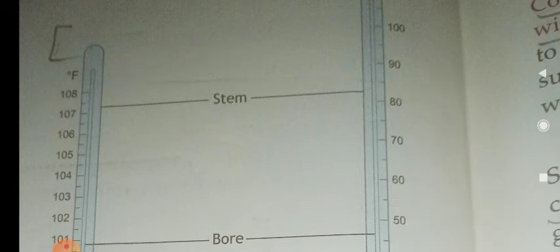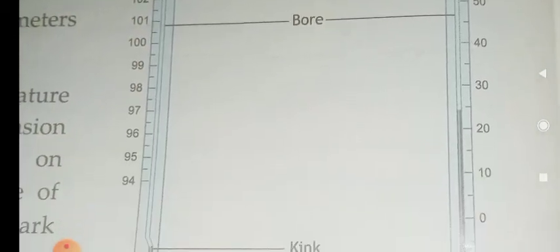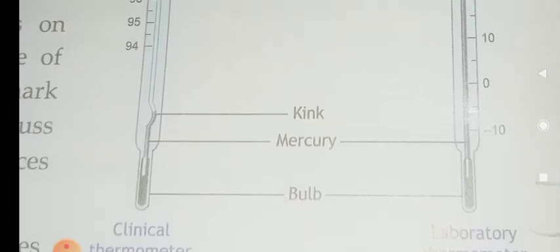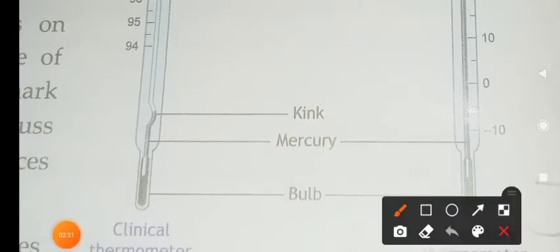The bore of a clinical thermometer has a kink. When you look at the clinical thermometer, it has a kink, that is a bend in the bore. That kink does not allow the mercury to move back as soon as the temperature changes. Otherwise, when the temperature changes, the mercury would immediately fall down into the bulb again. To overcome that problem, this kink is maintained.